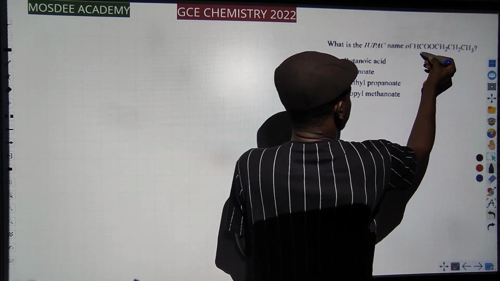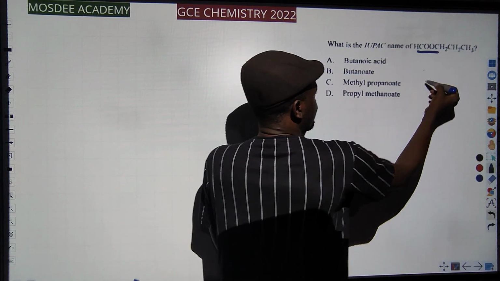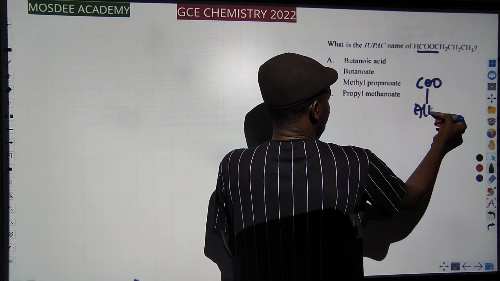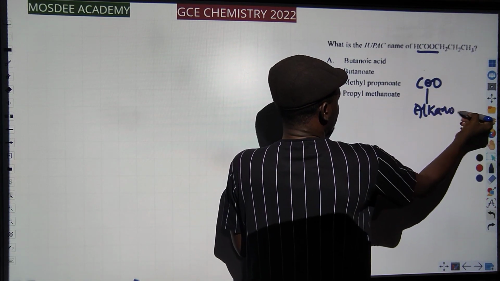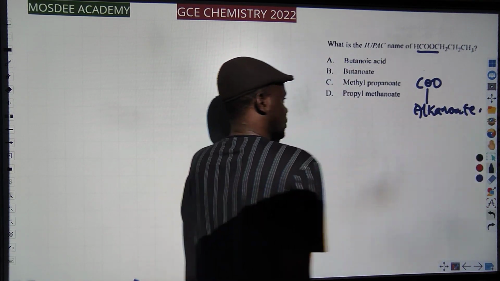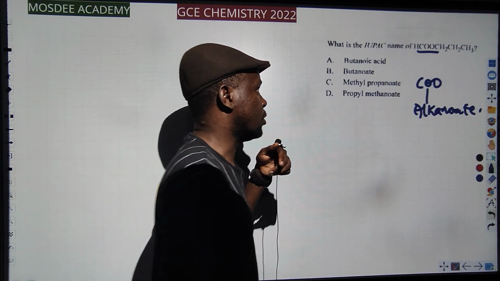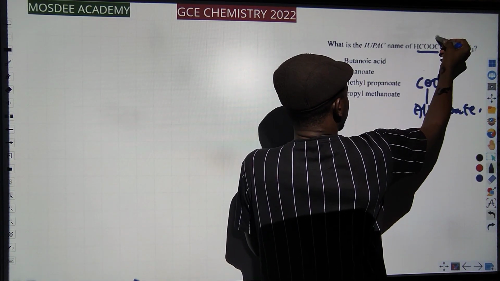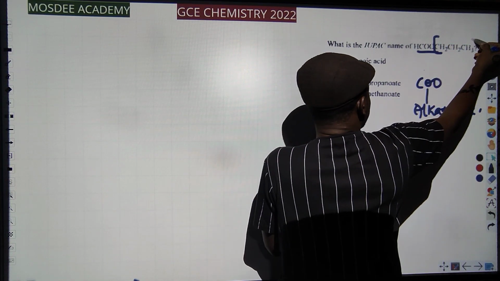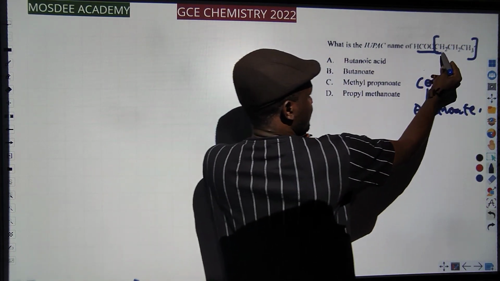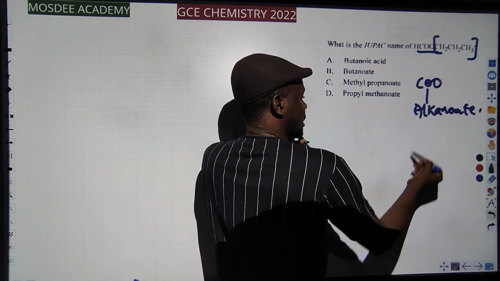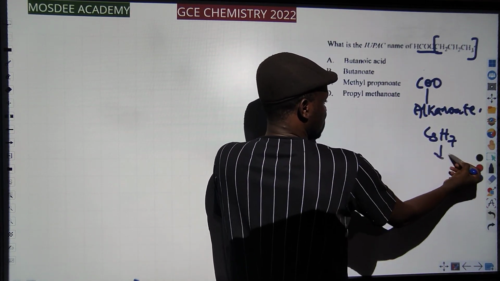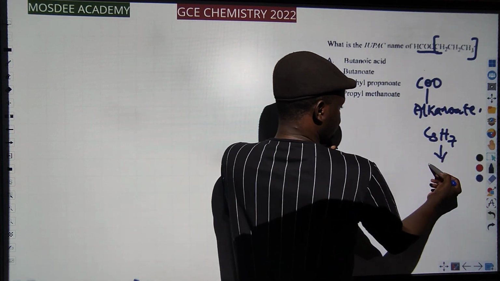It is available on my channel, you can read it. So the functional group here is COO, and this is called alkanoate. It is the ester, the way you call it in the junior classes. So just position your functional group COO, then after that, always bracket, then name the remainder. This is 1, 2, 3 carbons, C3H7, and this is called the alkyl group.